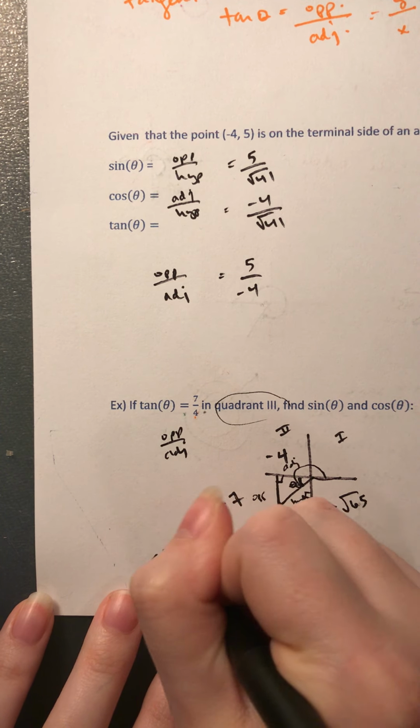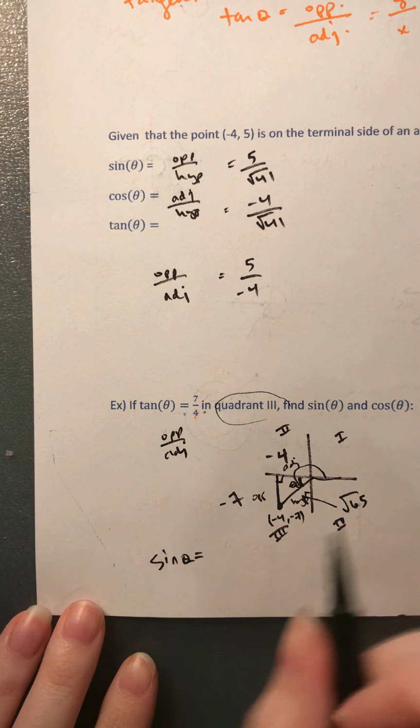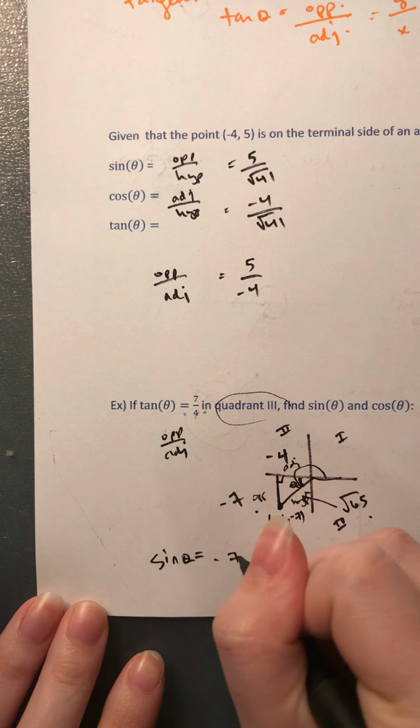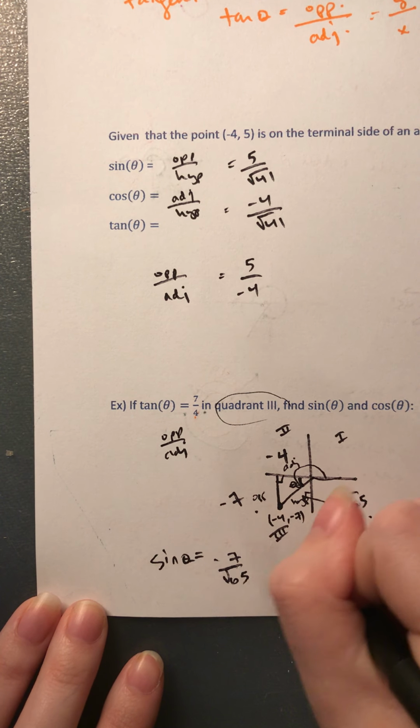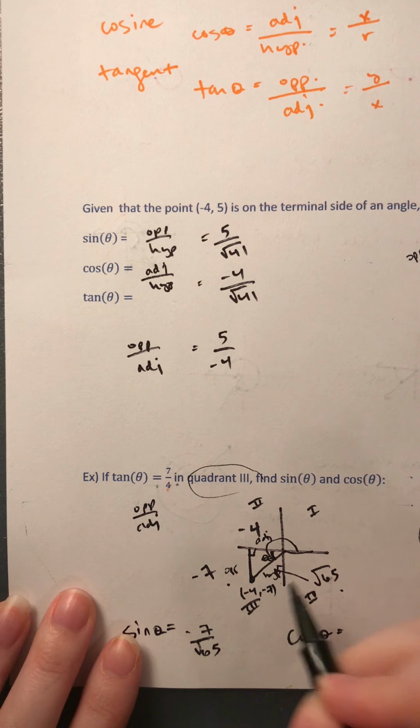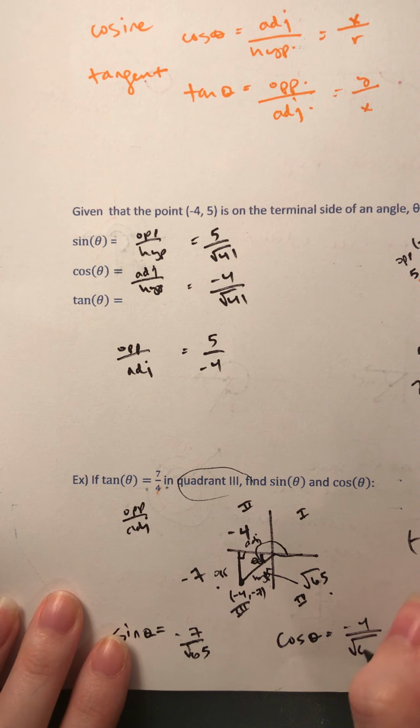So sine theta is opposite over hypotenuse, so -7 over root 65. And cosine theta is equal to adjacent over hypotenuse, so -4 over root 65.